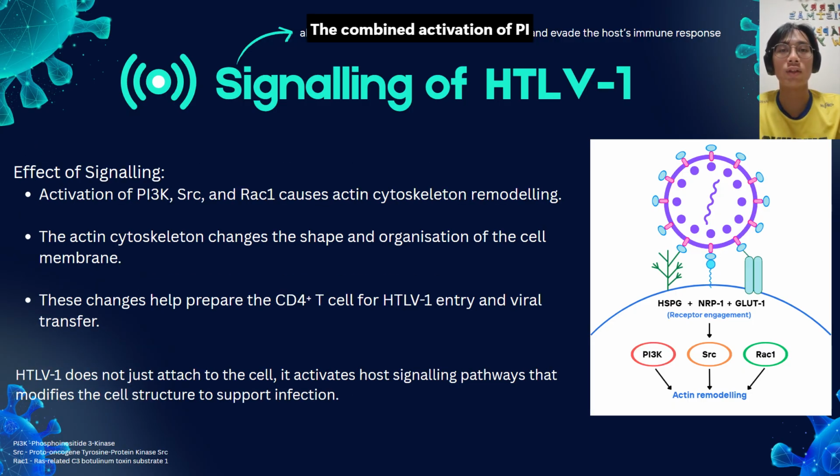The combined activation of PI3K, SRC, and RAC1 results in actin cytoskeleton remodeling. The actin cytoskeleton helps maintain the shape and organization of the cell. When it is remodeled, the structure and organization of the cell also change. These changes help prepare the CD4 positive T cell for the HTLV1 entry and viral transfer. So, HTLV1 does not simply attach to the cell, it also modifies the host cell signaling and structure to support infection.